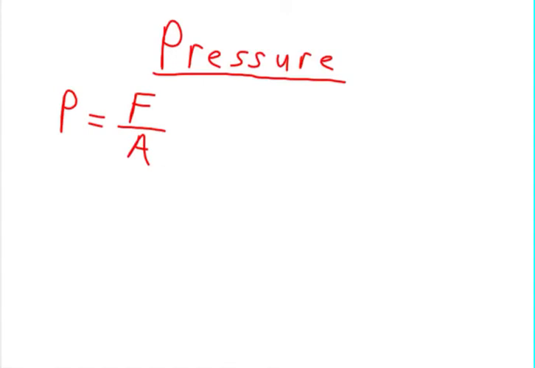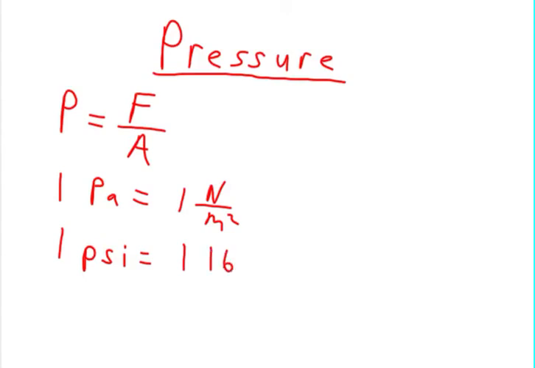Very good, LaQuanda. So 1 Pascal equals 1 Newton per meter squared. Okay? And that's one of the units for pressure. Can anybody tell me an English unit for pressure? Yes, Judas. PSI. Okay, so 1 PSI, which stands for pounds per square inch, is also a unit for pressure. 1 pound over inch squared is another unit for pressure.